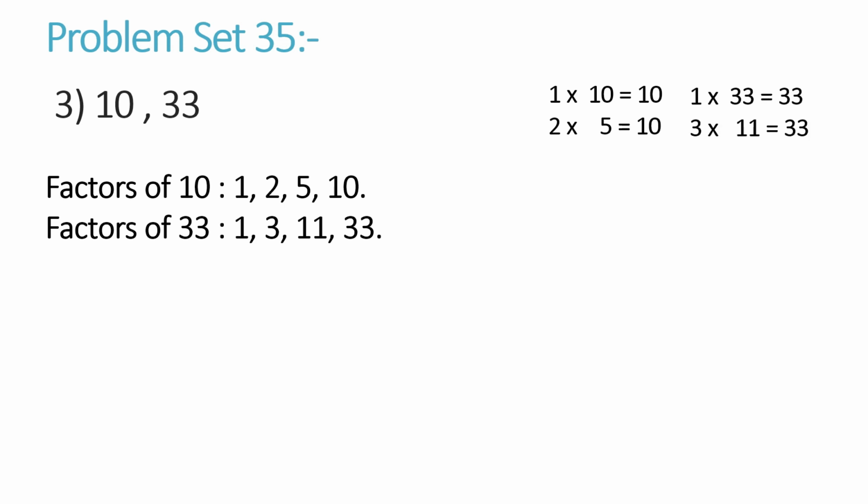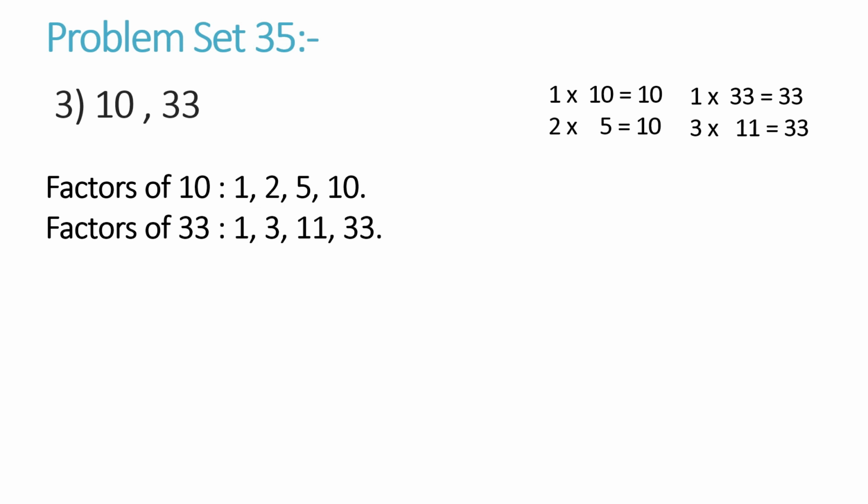33. 1 33 is 33 and 3 11s are 33. Then directly it goes in 11. 11 3s are 33 and 33 1 is 33. Okay, so all the factors you are getting. So what are the factors now? Factors of 10 are 1, 2, 5 and 10. And factors of 33 are 1, 3, 11 and 33.